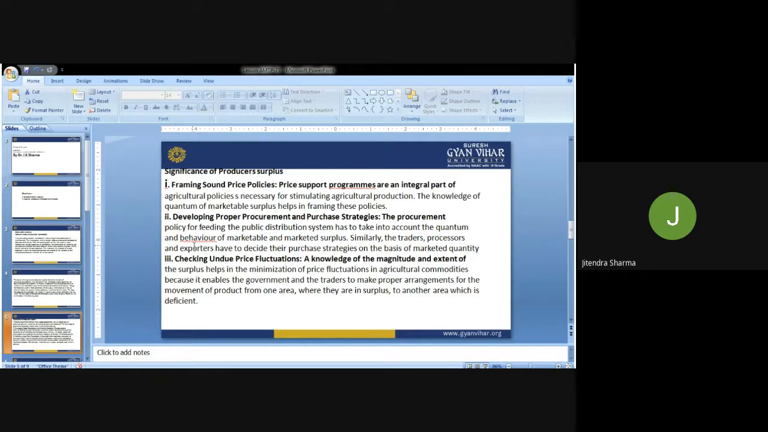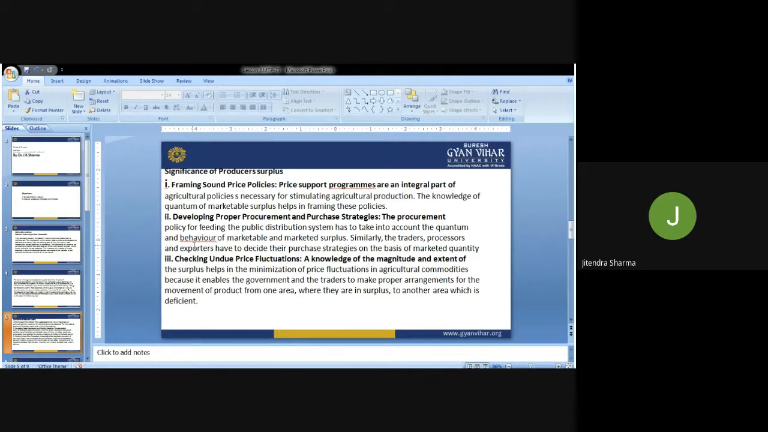So framing sound price policies and price support programs are an integral part of the agricultural policy, necessary for stimulating agricultural production. If we produce, how much do we actually require, and how much do we require in the form of security stocks? In the cases of pulses and grains, we have to take this into our mind.